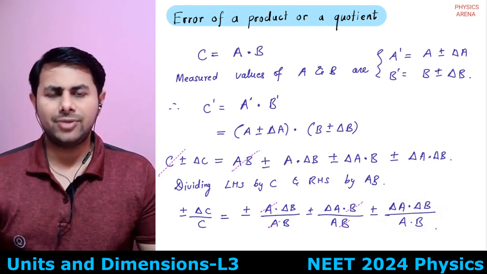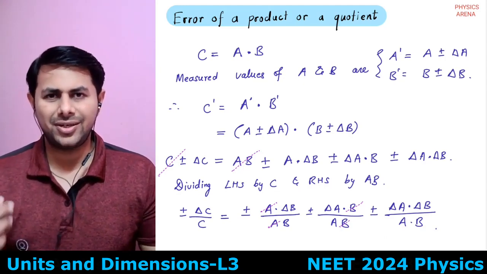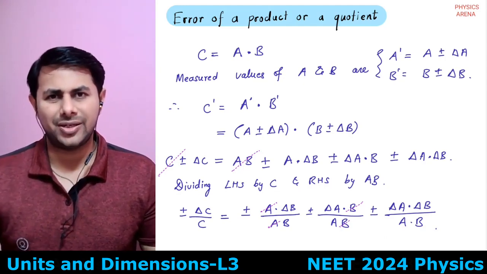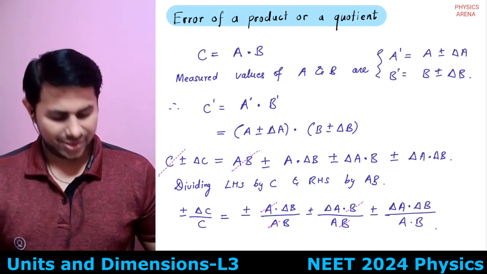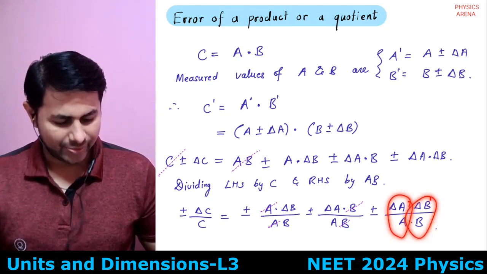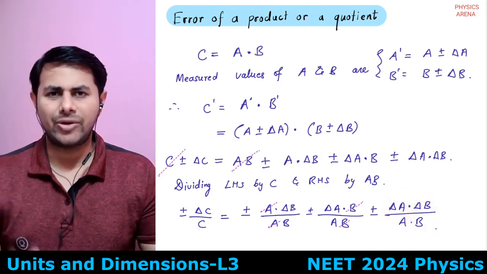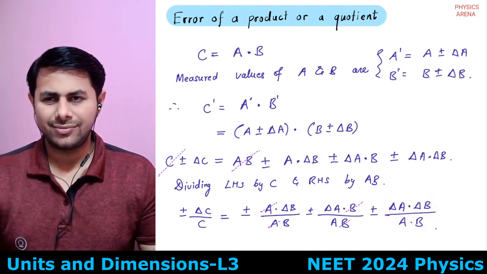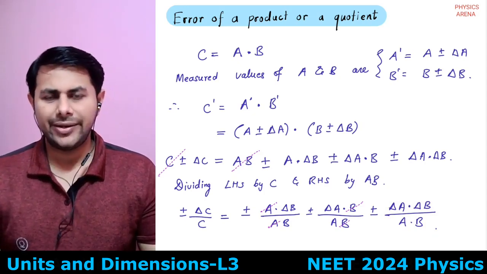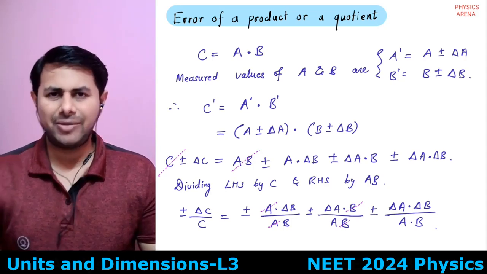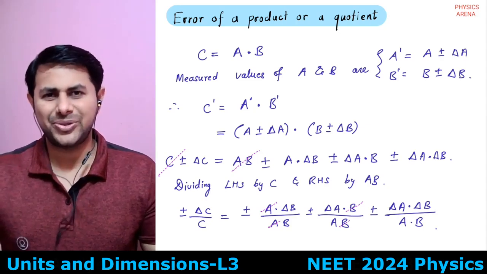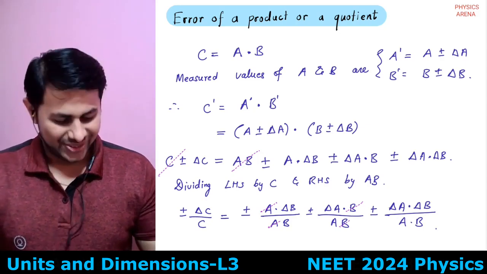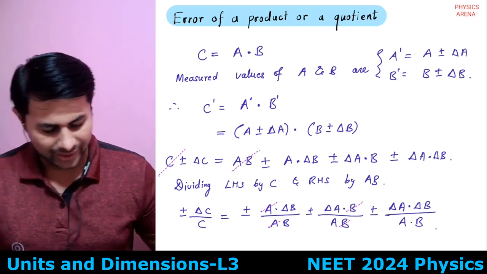So let's say error is 1%. Okay. Error in A is 1%. Error in B is also 1%. So what will be 1% multiplied by 1%? It is 1 by 100 multiplied by 1 by 100. It will be 1 by 10,000. Right? So it will be negligible. 1 by 10,000 is 0.0001. Okay, this is negligible and we can neglect this.